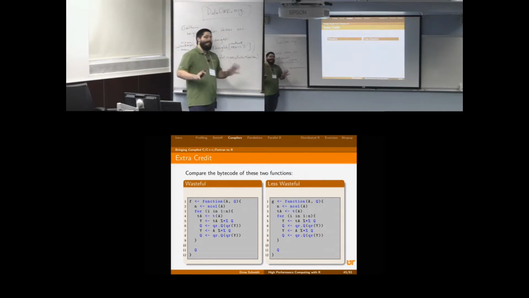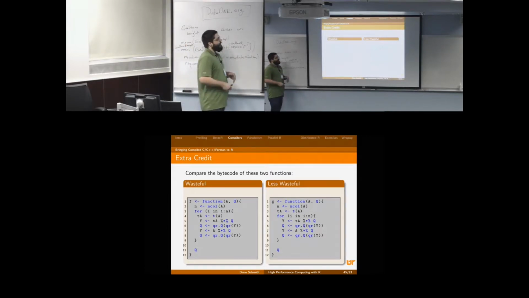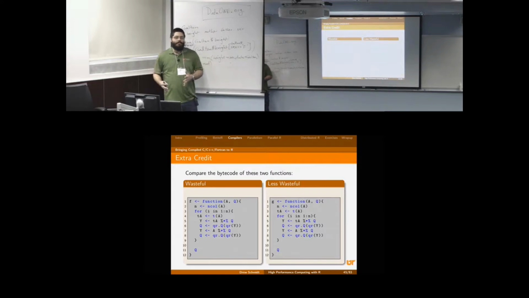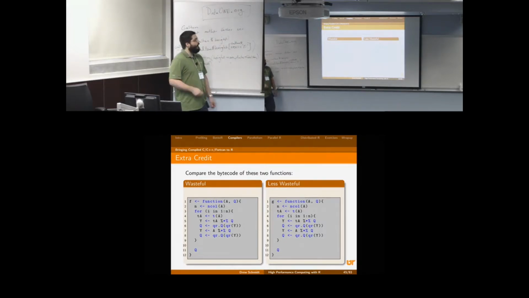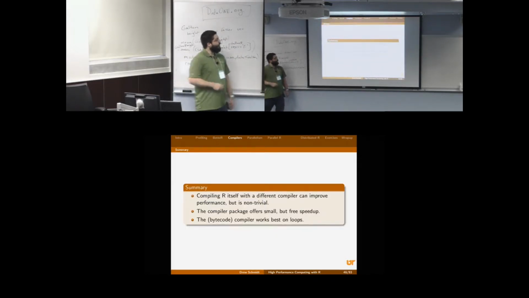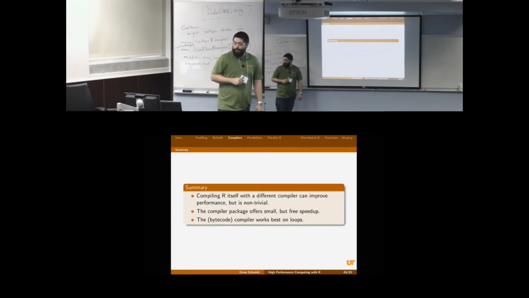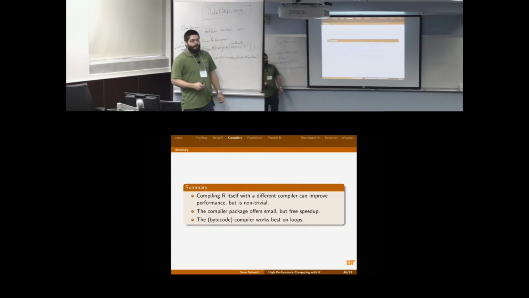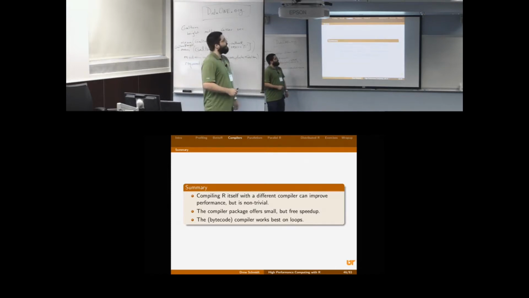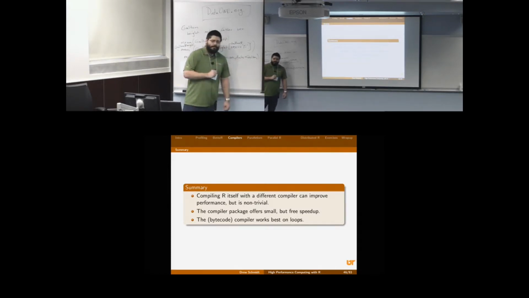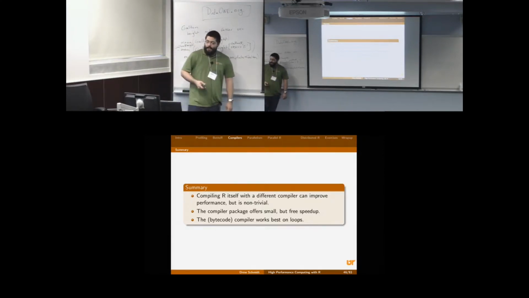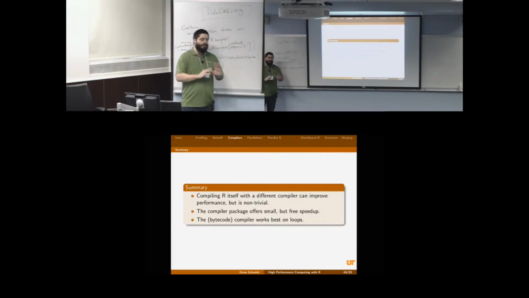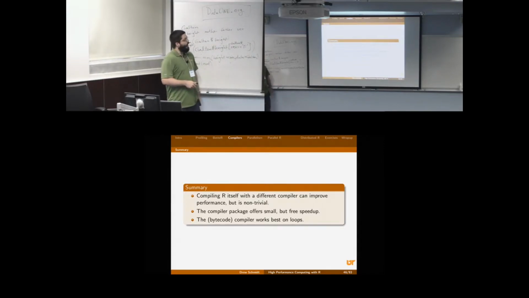So the compiler does not make bad code good. It makes any code slightly faster, but it's not on the same order as a machine code compiler with optimization. Okay? So compiling R with a different compiler can improve performance, but doing so is not entirely trivial. It takes some work. I would recommend looking at that website that Intel provides. It's very useful. The compiler package is, like I say, free speedup. You don't even have to work for it. It's just there. But it's small.